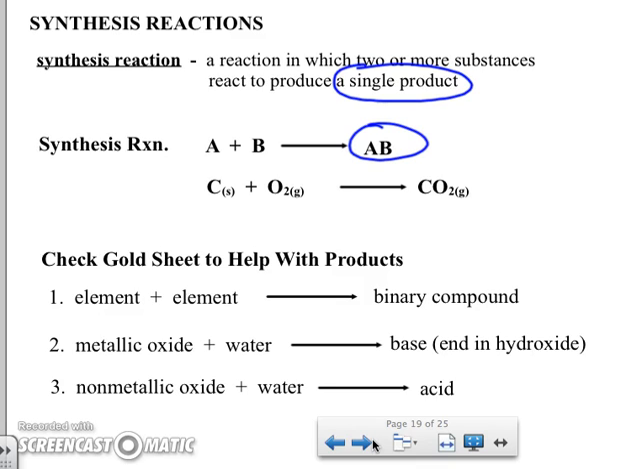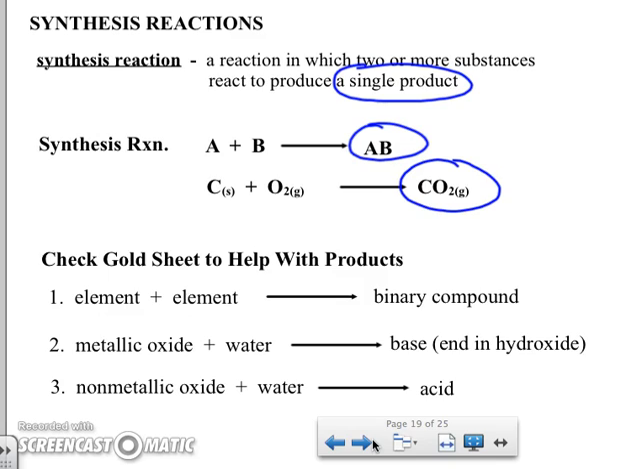If we take a look at the second example synthesis reaction, solid carbon plus oxygen gas yields carbon dioxide gas. Again, we only show one substance, one product on the right side of the yield sign. That is how we tell the difference between a synthesis reaction and any other type of reaction. One product will always be a synthesis reaction.